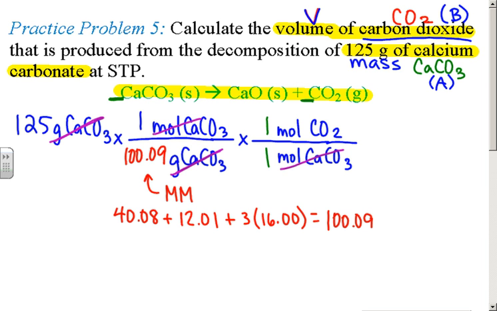Let's go ahead and get an answer for this, and then we will use PV equals nRT. So the answer I got for this step was 1.25 moles of CO2, carbon dioxide. I can't box my answer though because I'm not quite done yet. This was the first half of my problem doing stoichiometry. The second half of my problem is to use the ideal gas law, PV equals nRT.